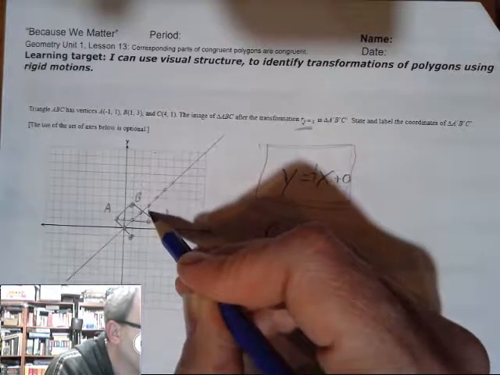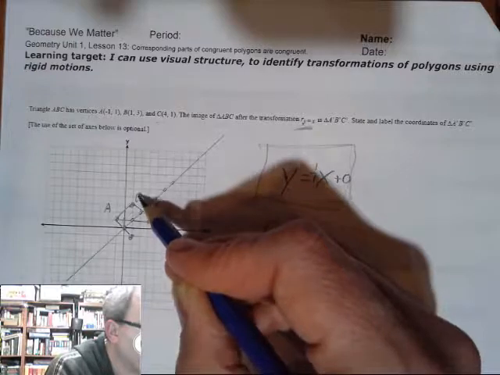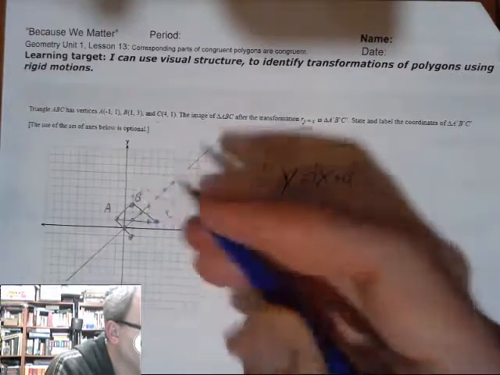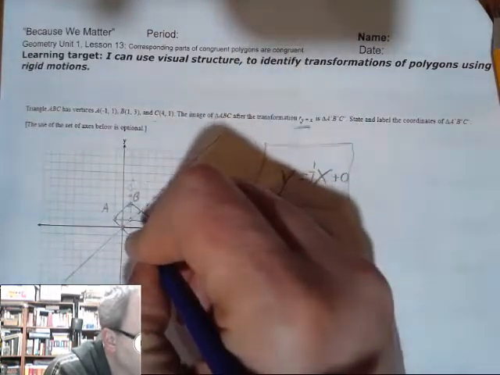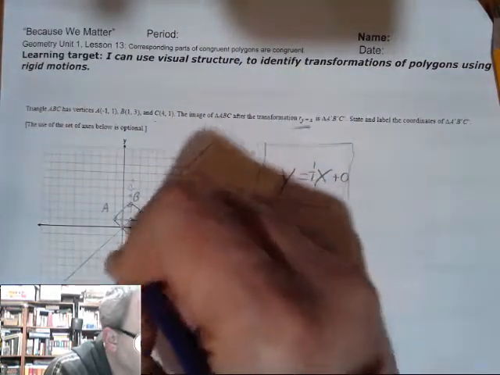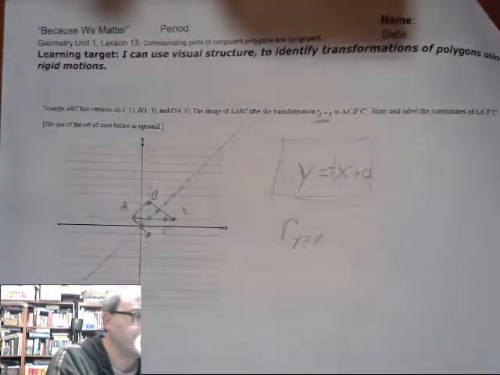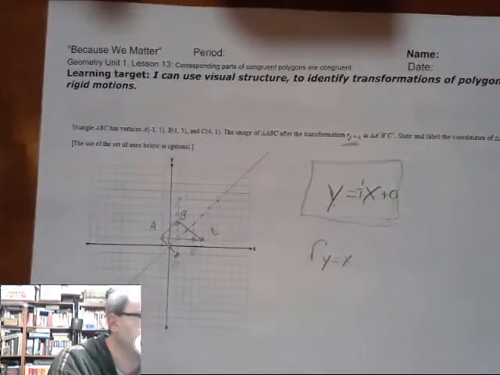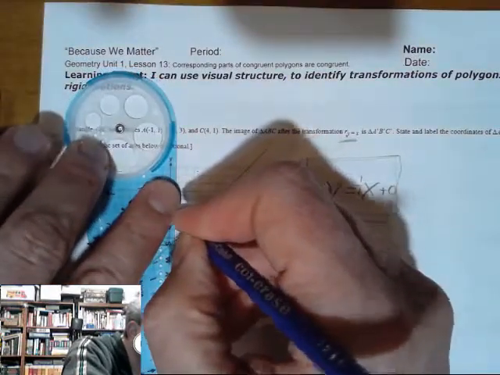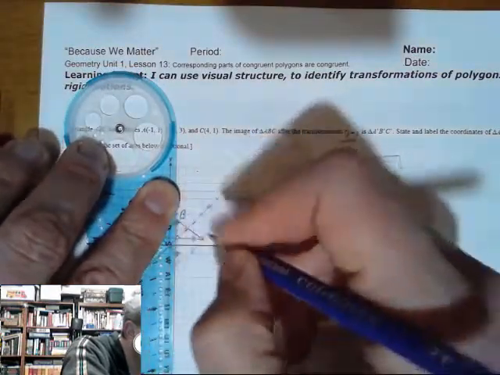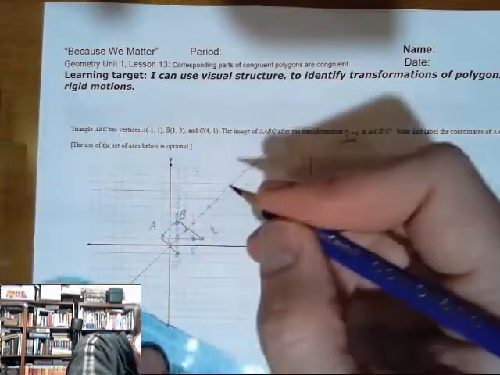And C, to get to this line perpendicularly, I have to go up 1 over 1, up a half over a half. So up a half over a half, up 1 over 1. So this is my C prime. C prime here. B prime here. And A prime here. I know this is probably kind of small. I hope everyone can see what I'm doing. Here's my new triangle after a line reflection.